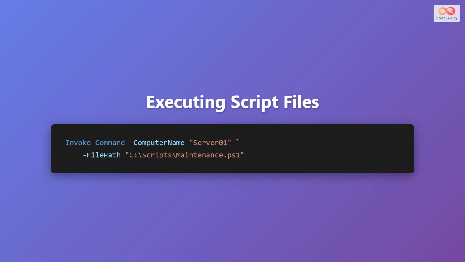When you use FilePath, Invoke-Command automatically reads the script from your local computer, sends it to the remote computer specified in ComputerName, and executes it there. This is extremely useful when you have complex automation scripts that you want to run on remote servers without having to copy the script file to each server first. The script executes in the context of the remote computer, so any file paths or resources it references should exist on the remote machine.